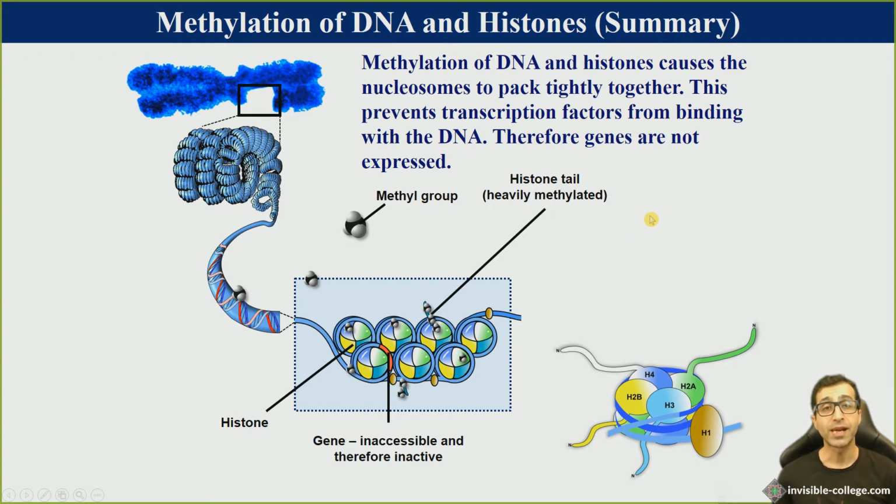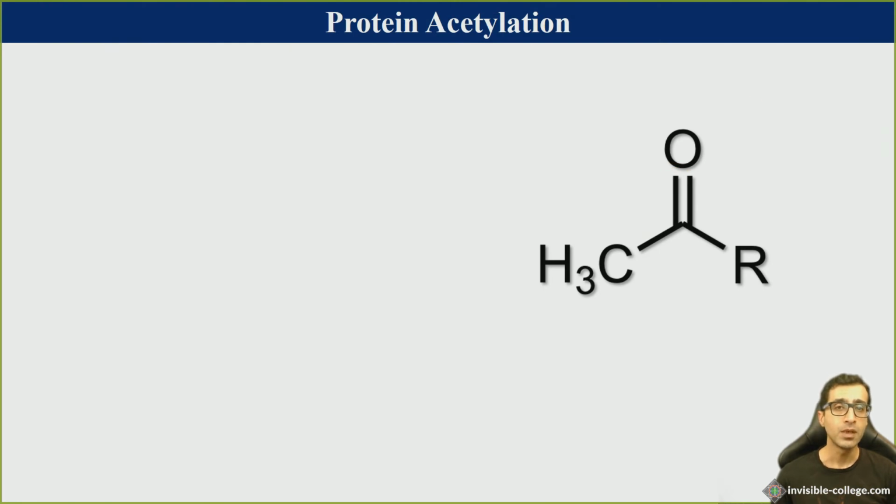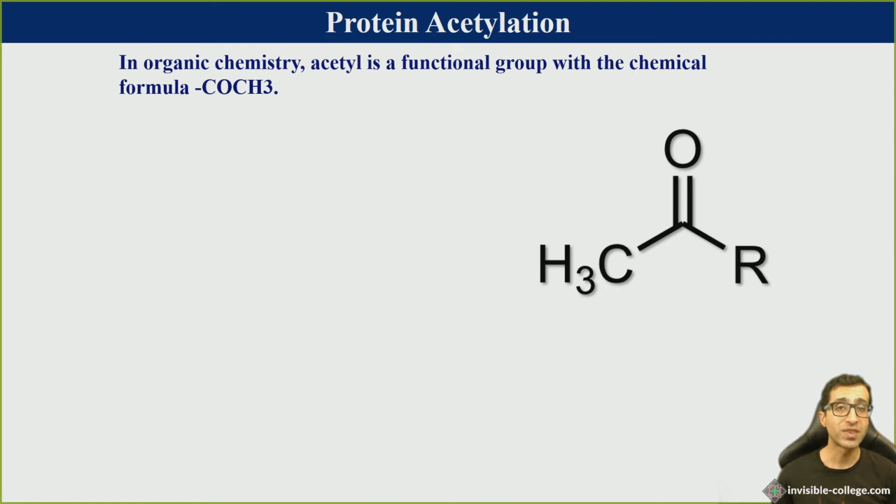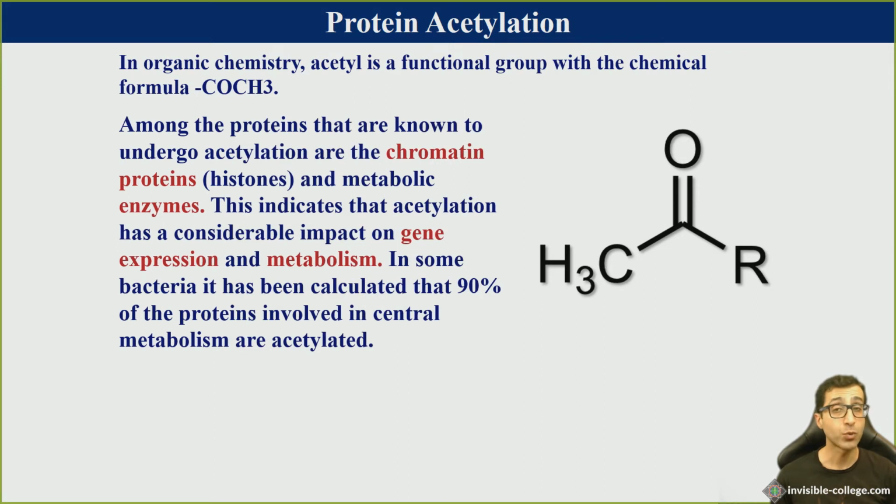So we've looked at methylation. Let's take a look at acetylation now. In organic chemistry, an acetyl is a functional group with the chemical formula COCH3, and again apologies, this should be a subscript. Among the proteins that are known to undergo acetylation are the chromatin proteins, in other words the histones, and also metabolic enzymes.